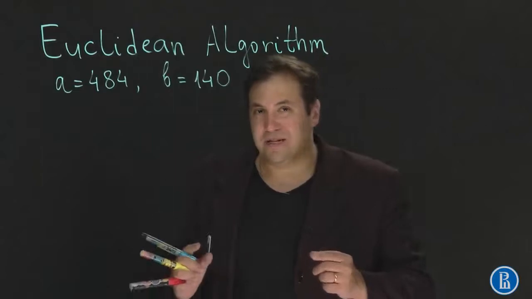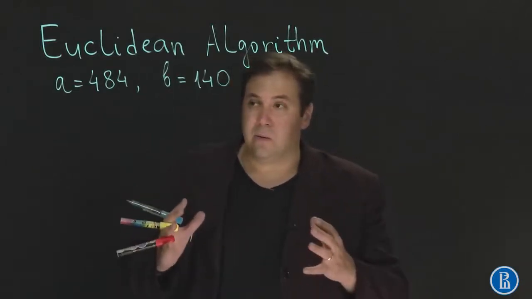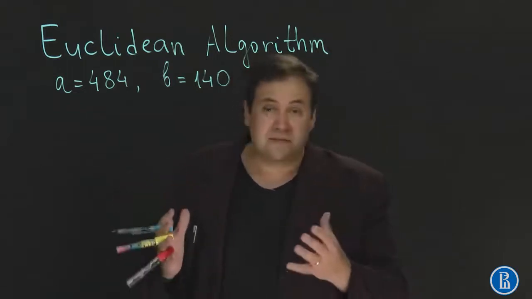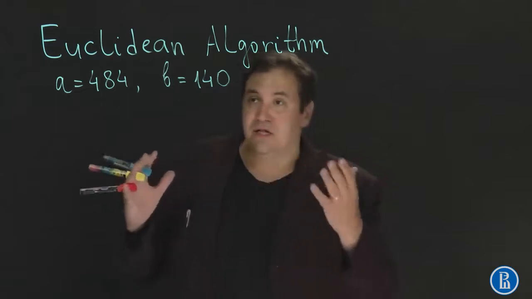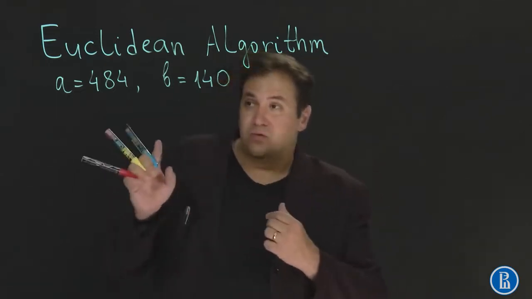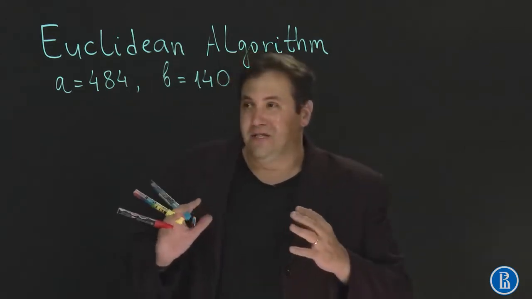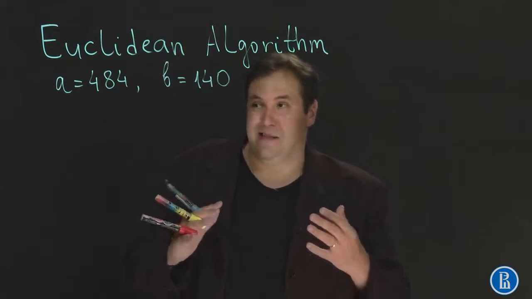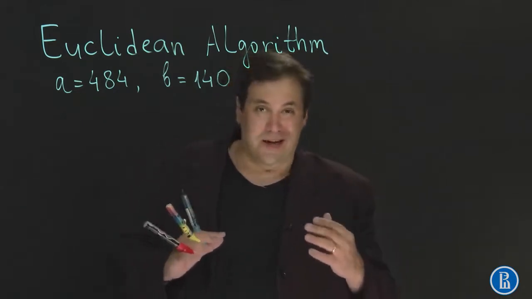Hello guys, and welcome back to Euclidean algorithm. This time I would like to show you how this algorithm works on a specific pair of integers. These integers could be any integers. I've chosen 484 and 140 just because I liked the other integers that appear in Euclidean algorithm.